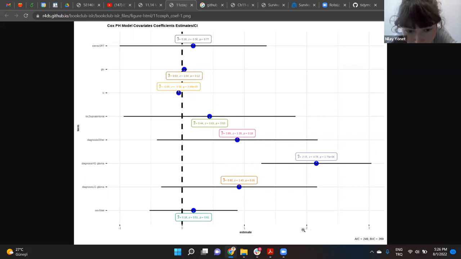So this is the estimate, and this is the term, and this is the zero, and here we have AIC and BIC, but I'm not sure about the, I mean, I cannot even relate Karnofsky index and HG glioma. So if you have an explanation for me, it would be so nice for me. If you don't have, I will just pass it. Sorry for that. I didn't understand this part.